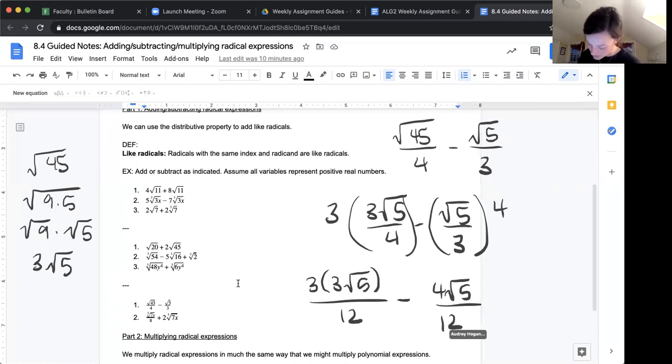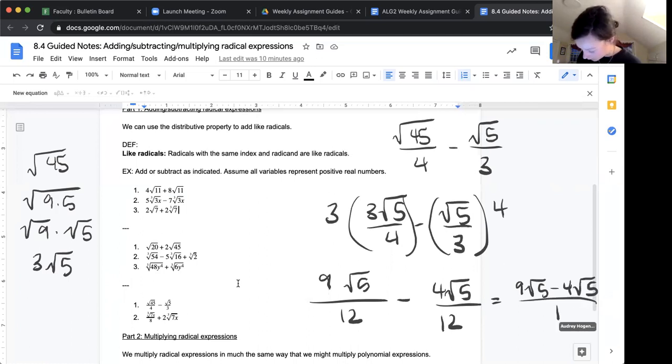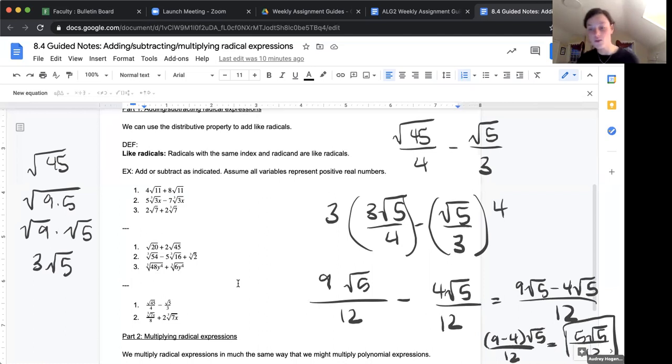3 times 3 is 9, so my numerator up here is going to be 9 square root of 5. So 9 square root of 5 minus 4 square root of 5 over 12. And then again, since I have like radicals, I can think about this as 9 minus 4 square root of 5 over 12. We know that 9 minus 4 is equal to 5, so this is going to be 5 square root of 5 over 12. So don't let those fractions trip you up. It's literally the exact same process that we know and are comfortable with.